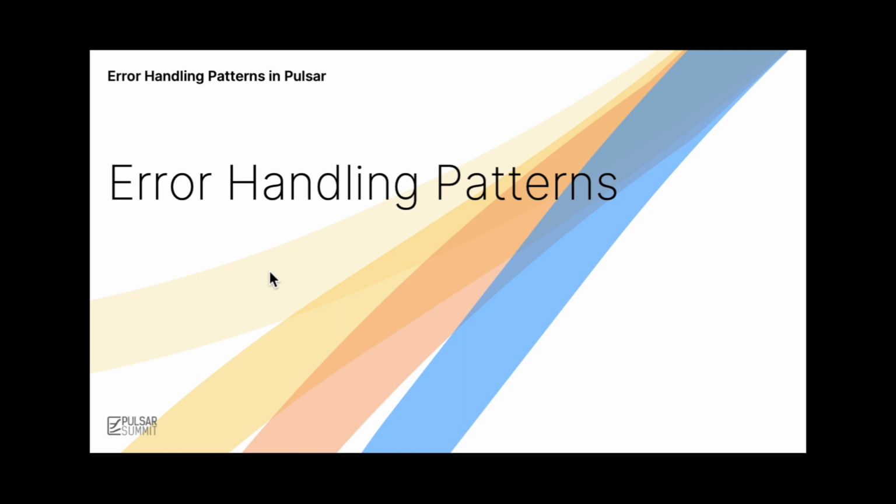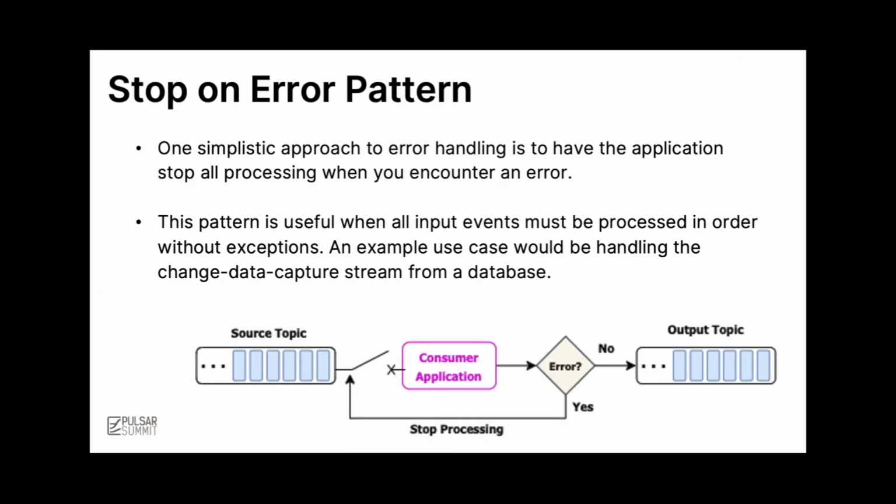Okay, so let's discuss some of these error handling patterns that I have hard-coded into that framework that I just showed you. The first one that we have is the easiest one, the stop on error pattern. This is probably the simplest one to do. Basically, when an event comes in, the first time you see an error, you stop processing. This is useful when all input events must be processed in order. You must maintain the order, and you must have zero data loss.